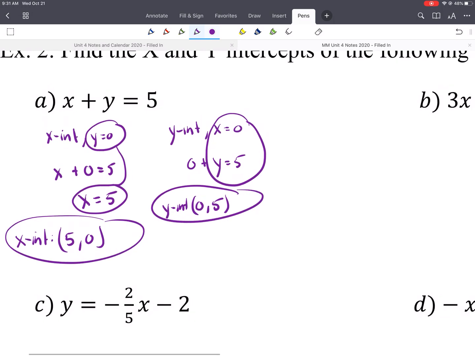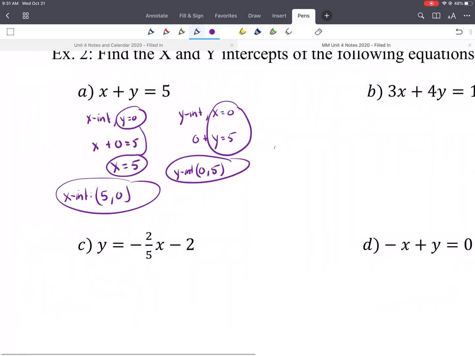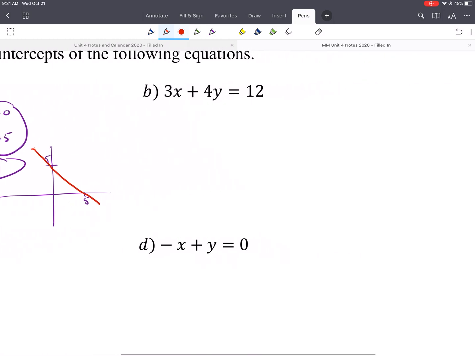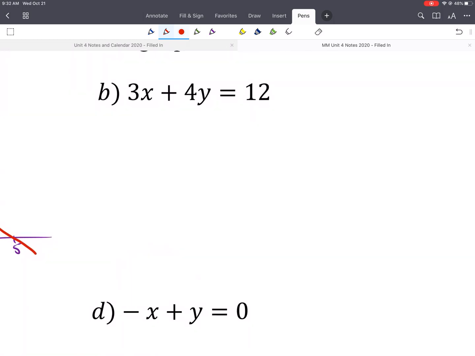Right? So if we were to graph that, it's going to look something like here. We have 5 here and we have 5 here, and it's just going to be some straight line that goes through those 2 points. All right? So here is another example.